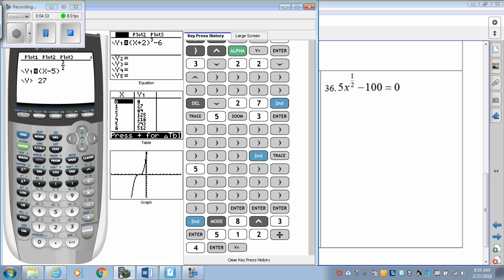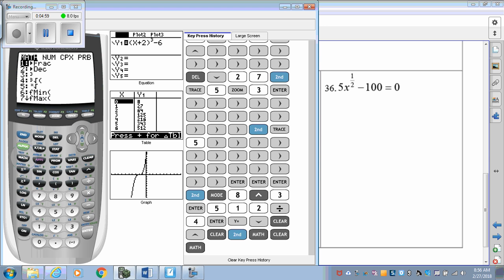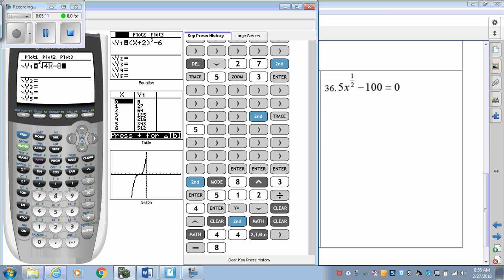So again, I'll go to y equals, and I'll put in the left-hand side. Well, actually, I'm trying to find a 0. Remember, there is a function for 0. I don't have to do a left and a right-hand side. I'll just put in the cube root. Oh, hang on, that's a math function, so I'm going to do math. And there's number 4, the cube root. So the cube root of 4x, arrow over, and then do minus 8. Okay, so there's that function. Now I want to see where it's 0.